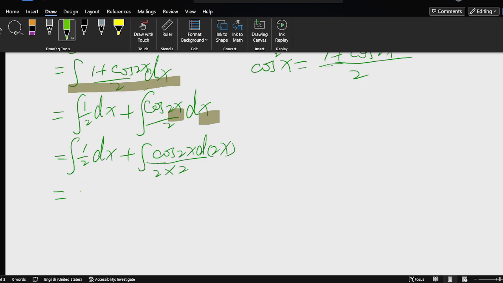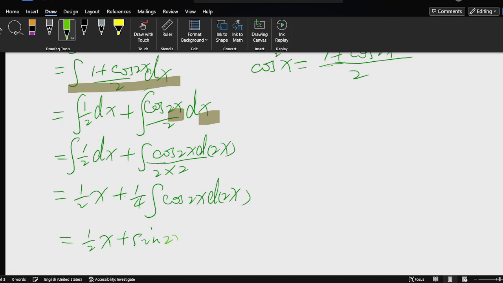1 over 2 integral is 1 over 2 x, plus 1 over 4 here, cosine 2x d 2x. Okay, so now we can integrate this part. 1 over 2 x plus, say, sine 2x over 4 plus c. This is our solution.